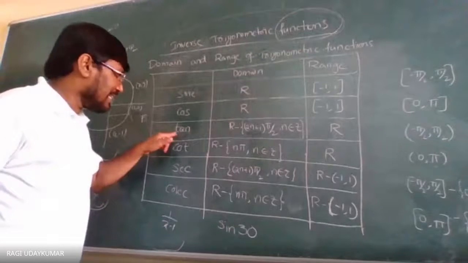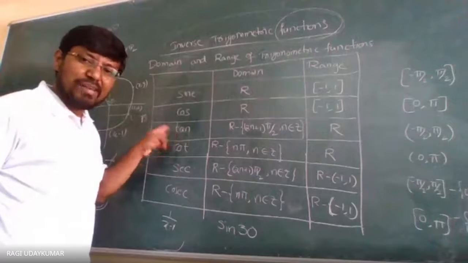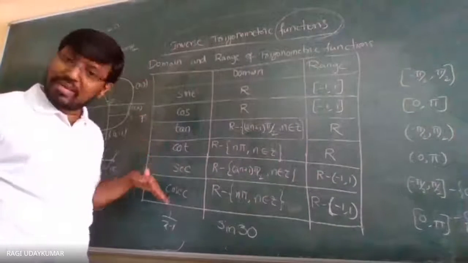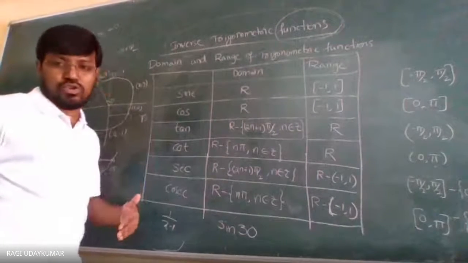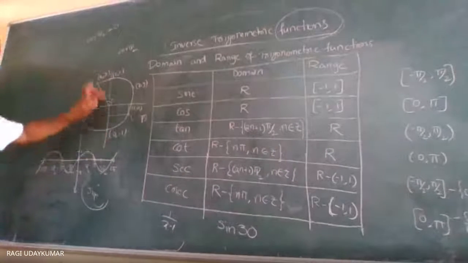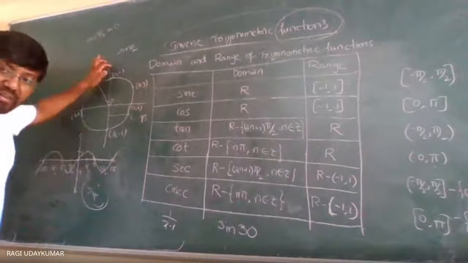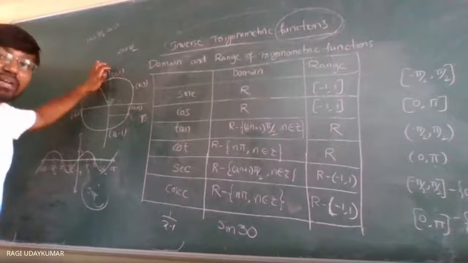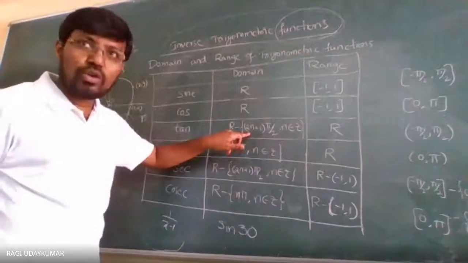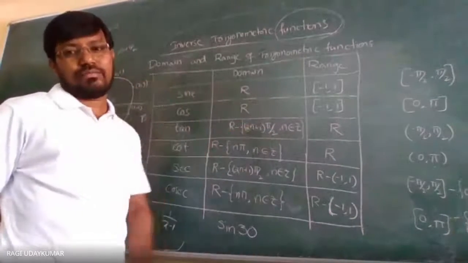In the same way, tan is nothing but sine by cos. In the denominator you have cos. Cos becomes 0 in the place of pi by 2, 3 pi by 2, 5 pi by 2, 7 pi by 2, 9 pi by 2, 11 pi by 2, that is, odd number times pi by 2. So odd number pi by 2 can be written as (2n plus 1) pi by 2.